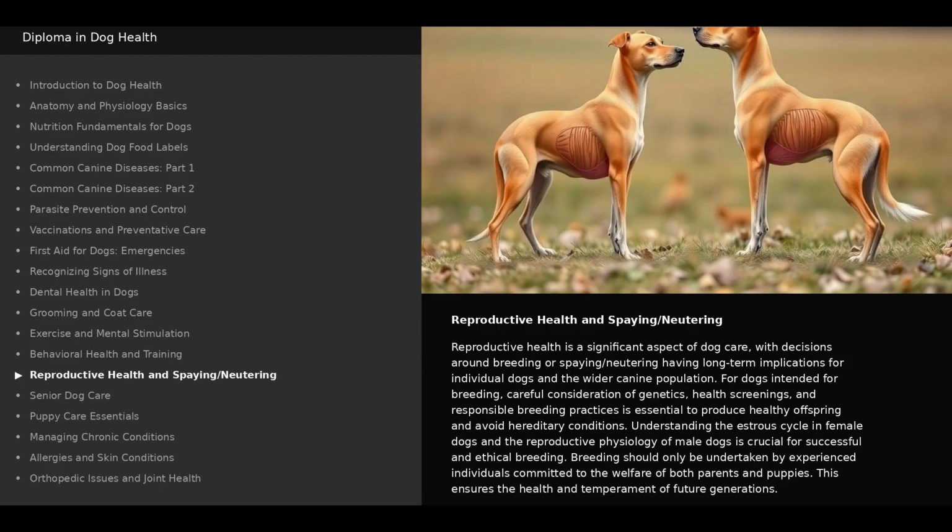Understanding the estrus cycle in female dogs and the reproductive physiology of male dogs is crucial for successful and ethical breeding. Breeding should only be undertaken by experienced individuals committed to the welfare of both parents and puppies. This ensures the health and temperament of future generations.